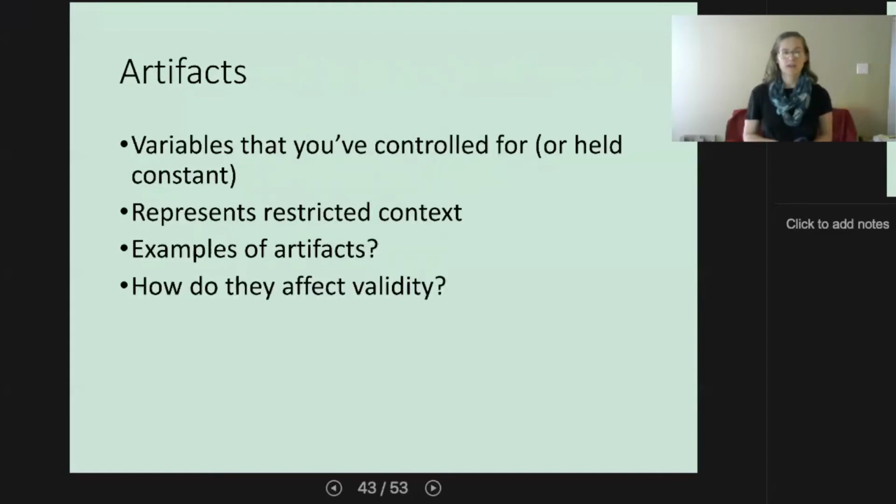Artifacts are variables that we have controlled for or held constant. And what they do is restrict internal validity a little bit because they make our testing or lab environment kind of artificial. That's why they're called artifacts. Same root word there. If I'm interested in whether meditation makes you better at solving problems, what I'm really interested in figuring out overall is if it's helping you at solving problems in your real life that pop up unexpectedly, that are unpredictable.